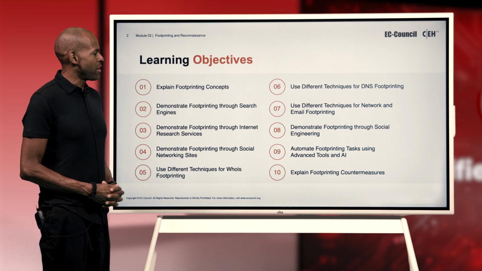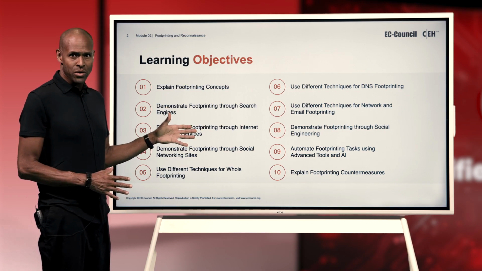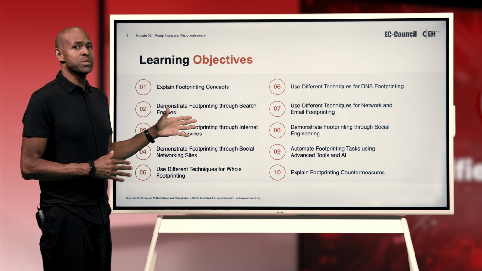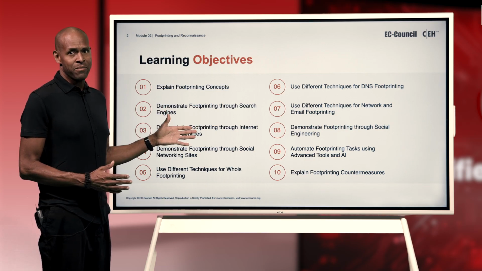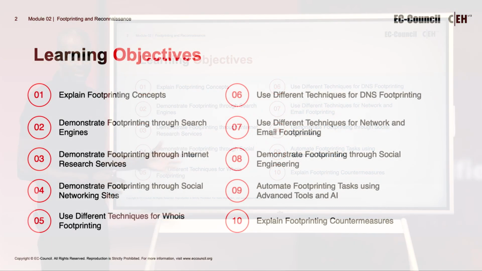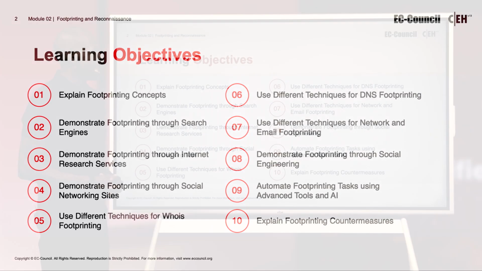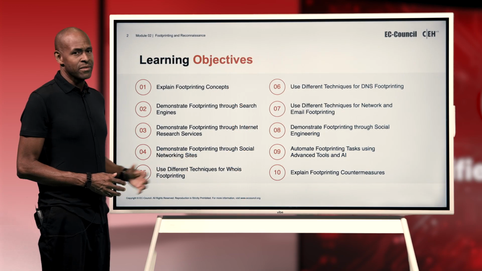And then we're going to move from there to social engineering. Now, we have an entire module on social engineering, so we won't spend as much time there as we will in that module. But we also have automated footprinting, and we're going to visit this idea of using AI in several different areas in the module. And we're going to look at countermeasures.